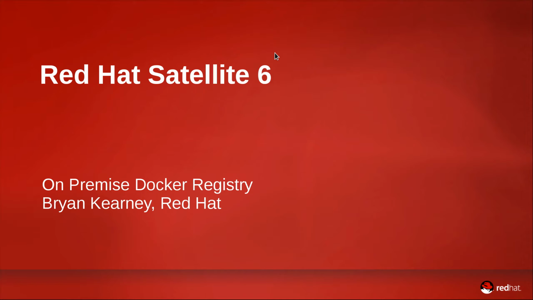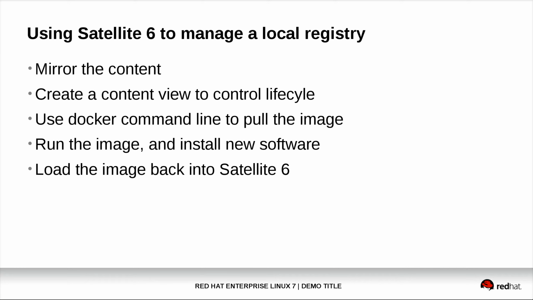This is a demo of using Red Hat Satellite 6 as your on-premise Docker registry. During this demo, I will show you how you can use Satellite 6 to mirror a set of images from external registries into your satellite, and to combine them into a single content view, which creates a local registry that you can then manage and move through an application lifecycle.